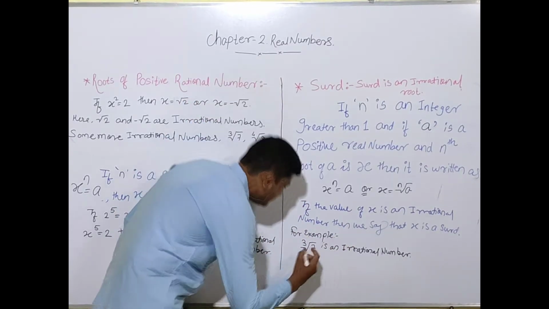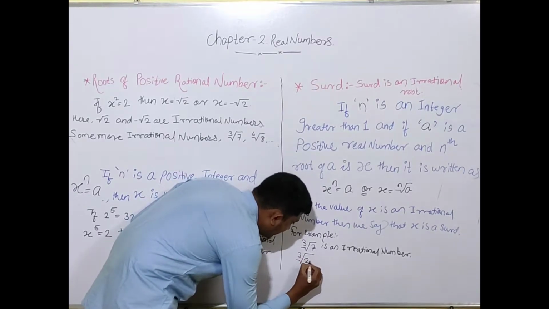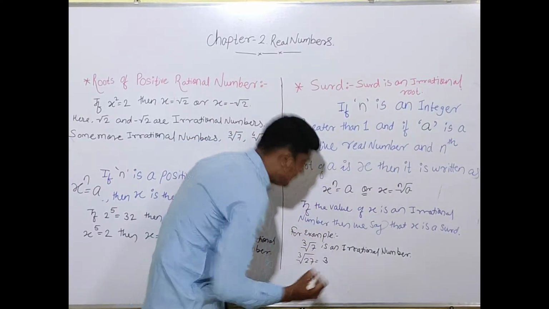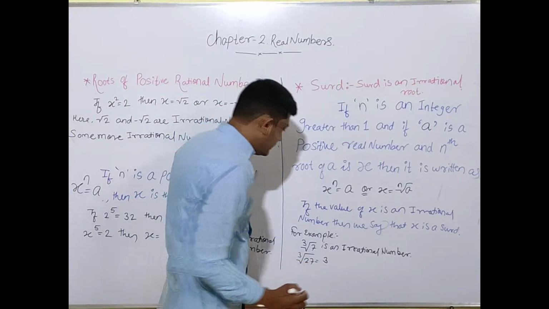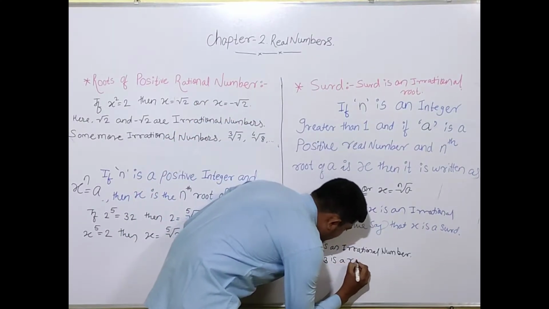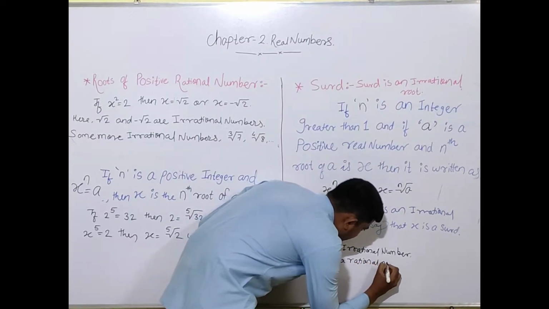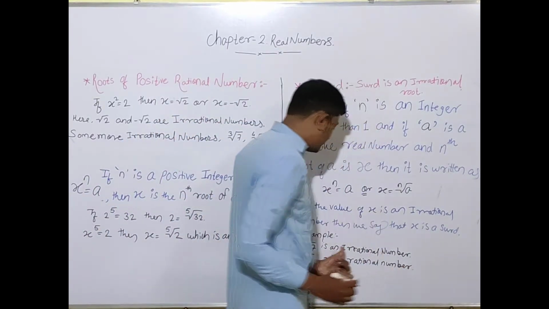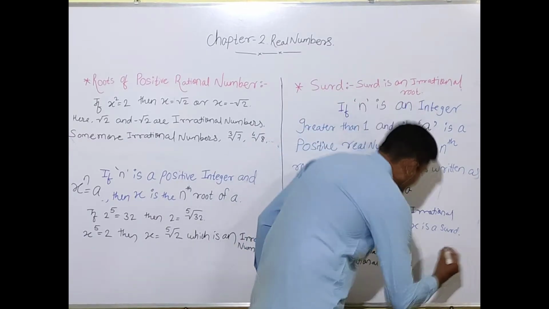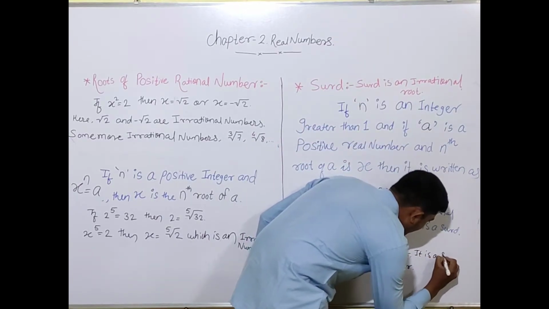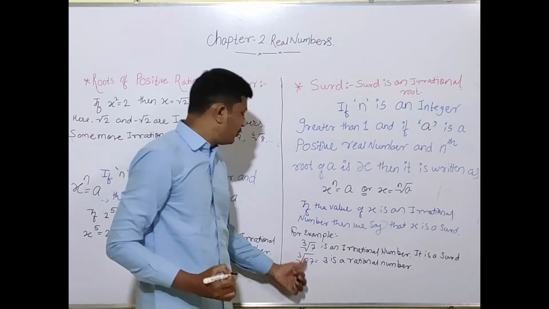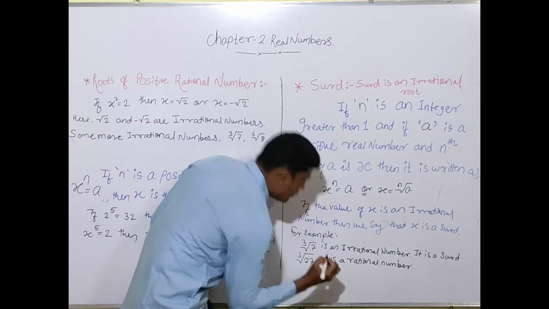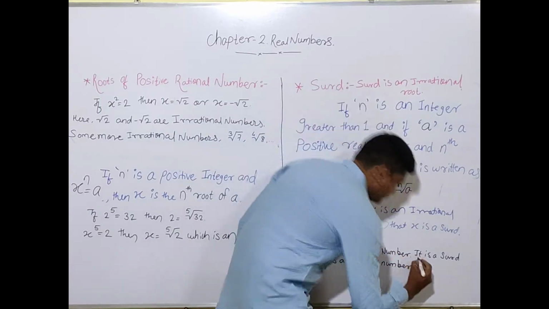Next we will see another example. Cube root of 27. Now cube root of 27 is simply 3, and 3 is a rational number. So cube root of 7 is an irrational number, so it is a surd. But cube root of 27 is equal to 3, and 3 is a rational number because 3 can be given as 3 upon 1. So it is not a surd.